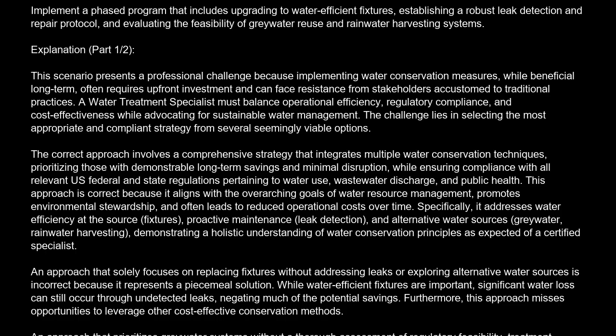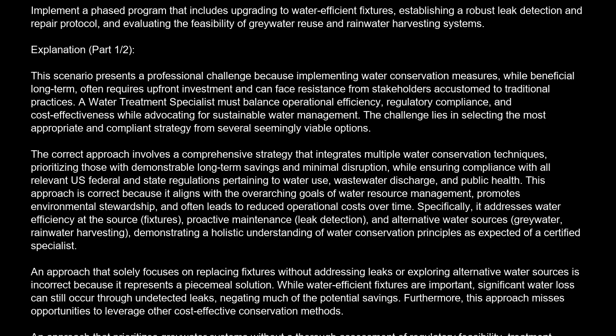Specifically, it addresses water efficiency at the source (fixtures), proactive maintenance (leak detection), and alternative water sources (graywater, rainwater harvesting), demonstrating a holistic understanding of water conservation principles as expected of a certified specialist.